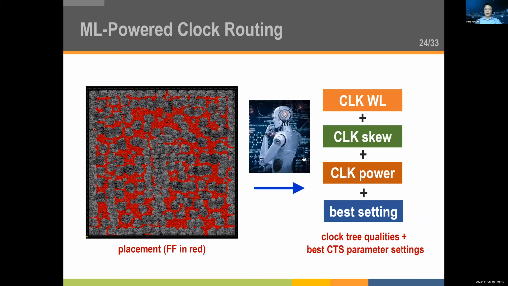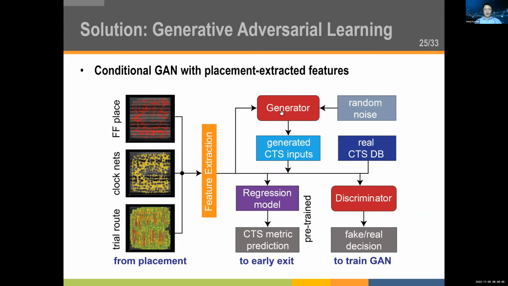On top of that, we ask the machine learning to predict what skew and what power you would get without doing clock routing. Here, the starting point is flop placement. Then without doing clock routing, what would be the best skew and wire length you would get? And what are the parameters that will give you those results? We use a GAN, generator and discriminator. It's a pretty standard formulation, supervised learning. We need to build a database so that we can use it to teach the discriminator.